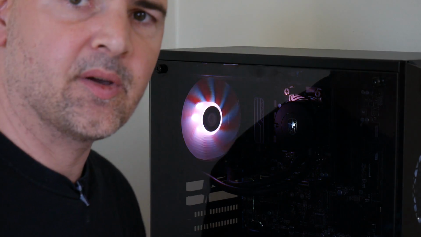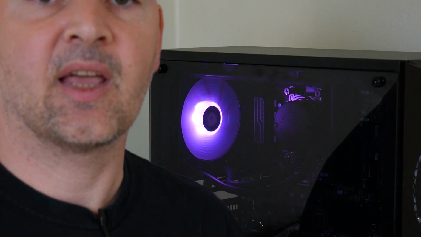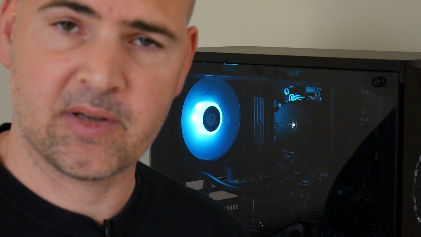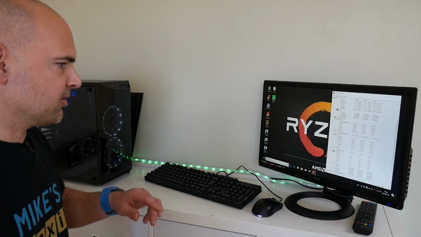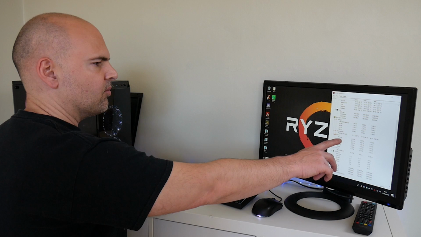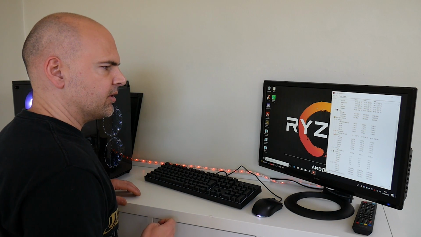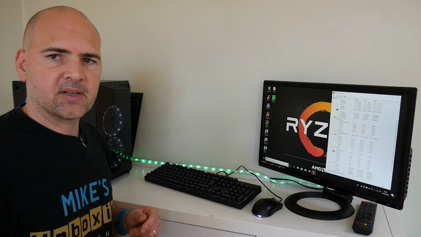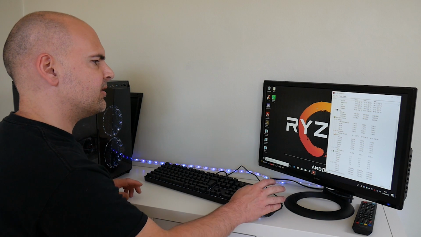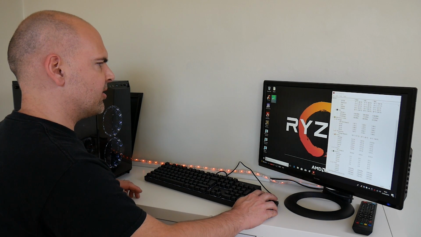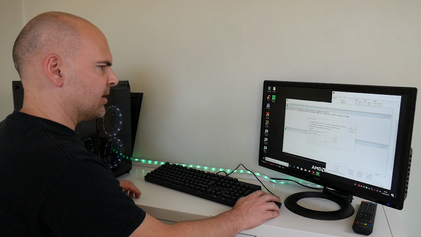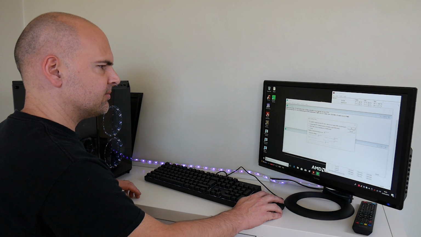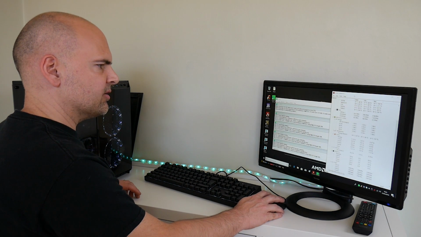So next thing I'm gonna do is go into the computer and we'll do some Prime95 and see what temperatures we can get. Okay, so we've got the system on and as you can see, we are idling at 31 degrees, which again, it's quite warm in here today, so that's a pretty damn good temperature. So let's put some Prime95 on and we'll run the small FFTs and see if we can't generate some heat.